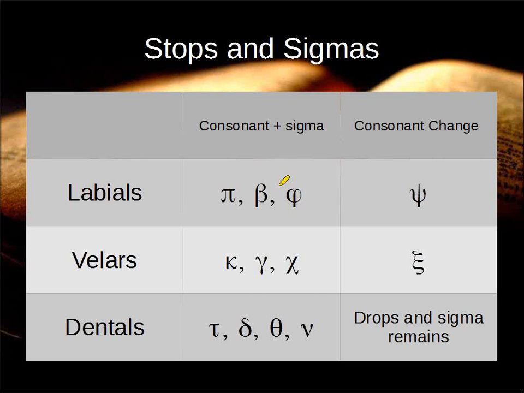Now, I didn't add the sigma to them here, but if you go above the chart, when you have the consonant and the sigma, what happens is the sigma and that labial consonant fuse together. They fuse to become one consonant, okay? And that consonant is a psi, all right? So you actually get the grasp of how this consonant change occurs, and that's why we have this psi consonant. It's the connection of a labial consonant with a sigma, and we have psi, okay?